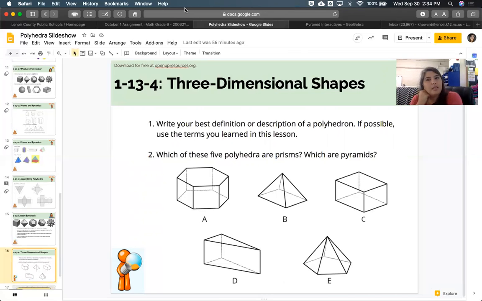Remember, prisms are connected by rectangular faces. So the prisms are going to be A, C, and D. That means the pyramids are B and E. We know those are pyramids because they meet at a vertex up at the top. And they have triangular faces and one base. So this is a rectangular pyramid, and this is a pentagonal pyramid.